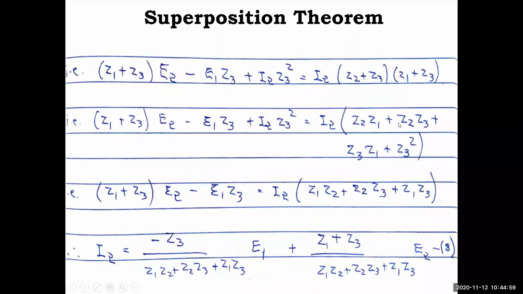A little bit of change in terms of the E1 E2 pattern coefficient. Okay, so this is what you see, Z1 plus Z3 E2 minus E1 Z3 I2 Z3 square. So I2 Z2 plus Z3 is already there and this denominator term came into the numerator here, Z1 plus Z3. So simplify now, this will keep as it is, E1 Z3, left side no changes, right side we will take the product Z1 Z2, Z2 Z3, Z3 Z1, and Z3 square will come.